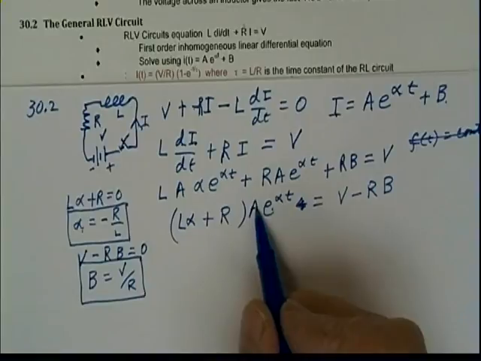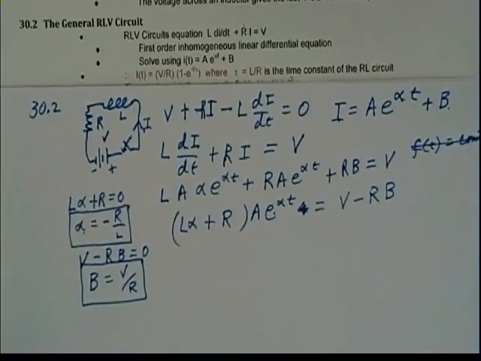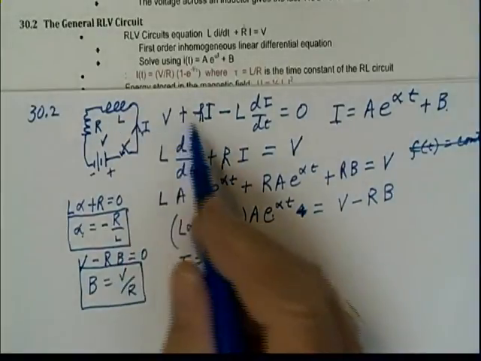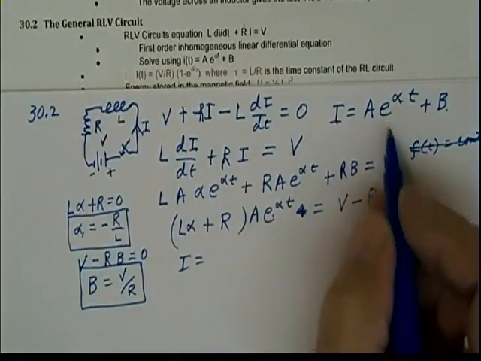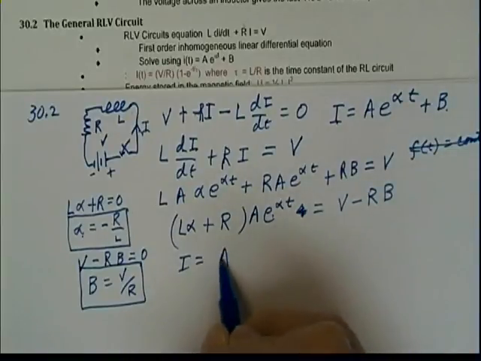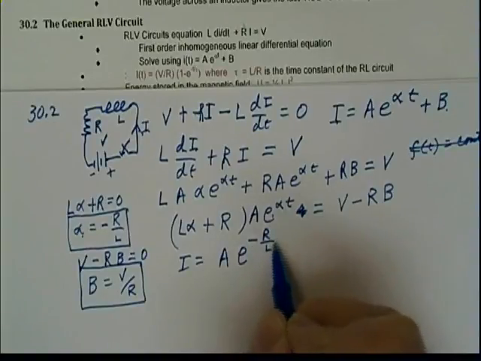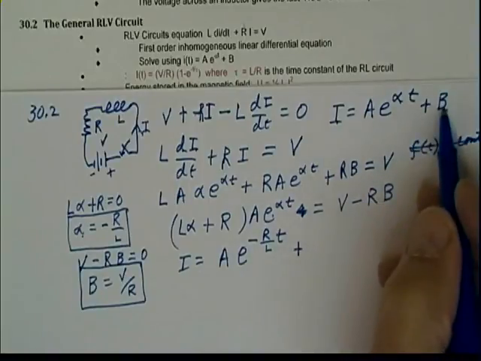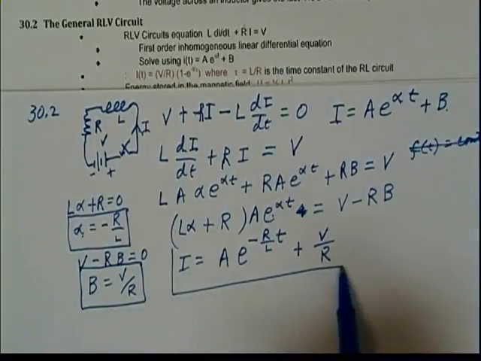There is no restriction on the constant A, and that depends upon what is called the initial conditions. So what is our result? Our result is our solution, the current I, used a capital I here also, is going to be equal to A e to the alpha t, and what's alpha? A e to the minus R over L times t, plus B, and B is V over R.